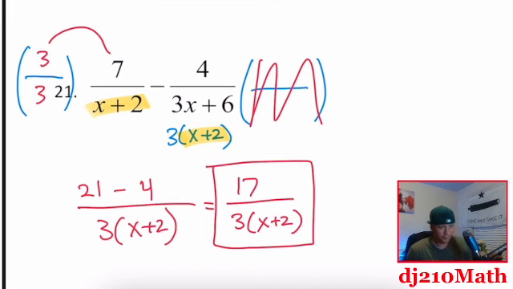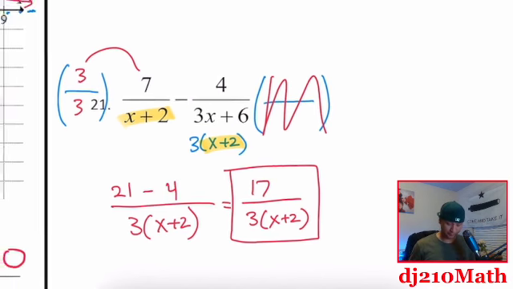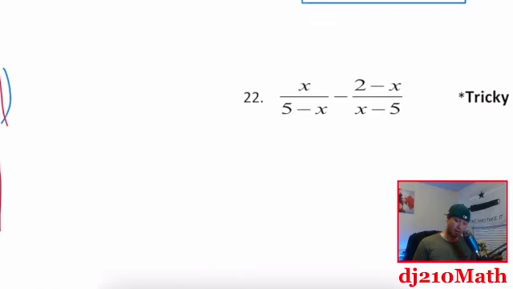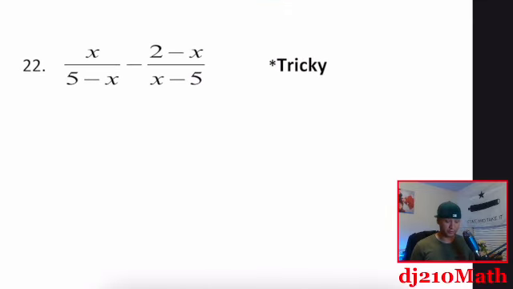Now, if you didn't notice that and you tried to multiply both sides, one side by x plus 6, 3x plus 6, and the other side by x plus 2, it gets a little complicated for sure. Just try to always notice the GCF. All right, 22. This says tricky. Okay. The reason it's tricky, couple different reasons.